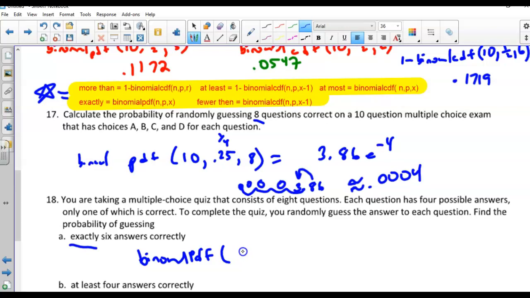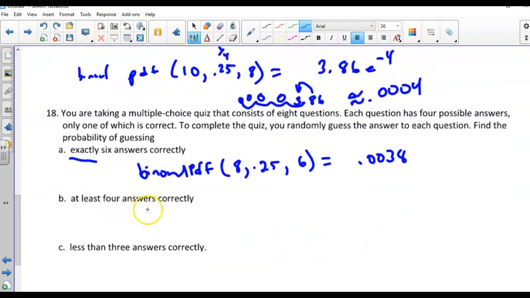Let's see. We have 8 questions. There's 4 possibilities, so 0.25 again, or you can say 1/4. Exactly 6, so it's going to be 0.0038. For this next one, it says at least 4 answers correctly.